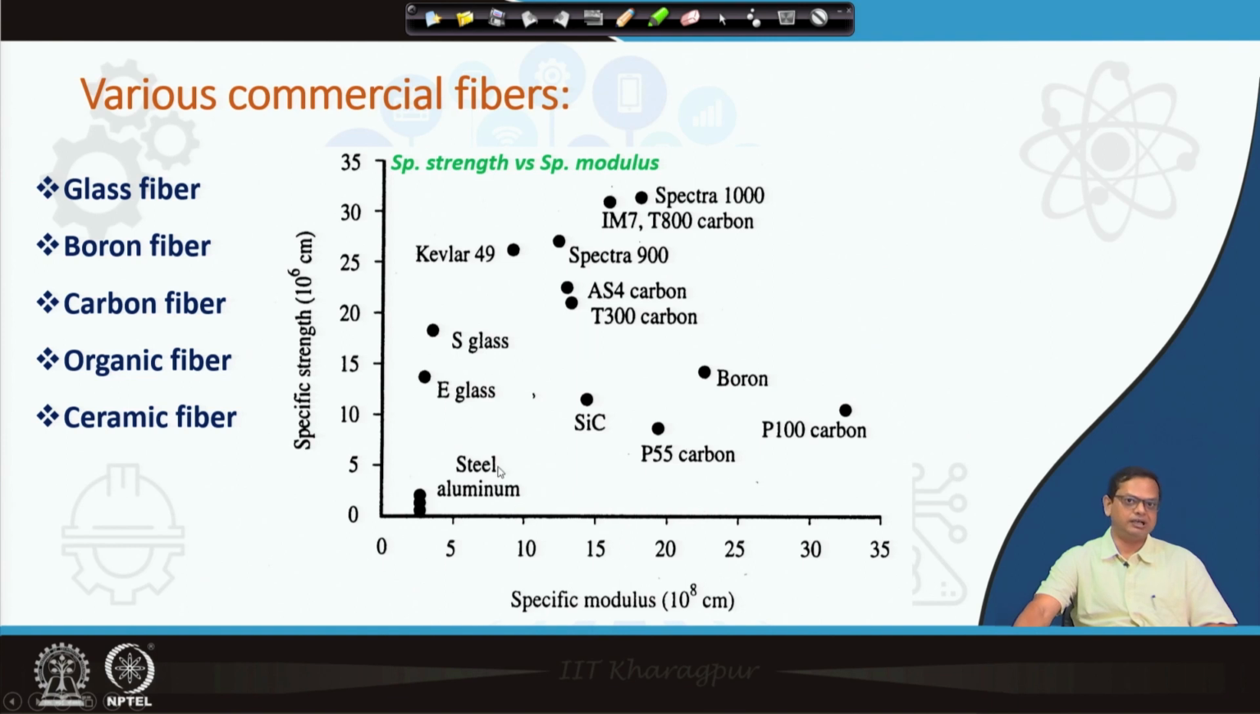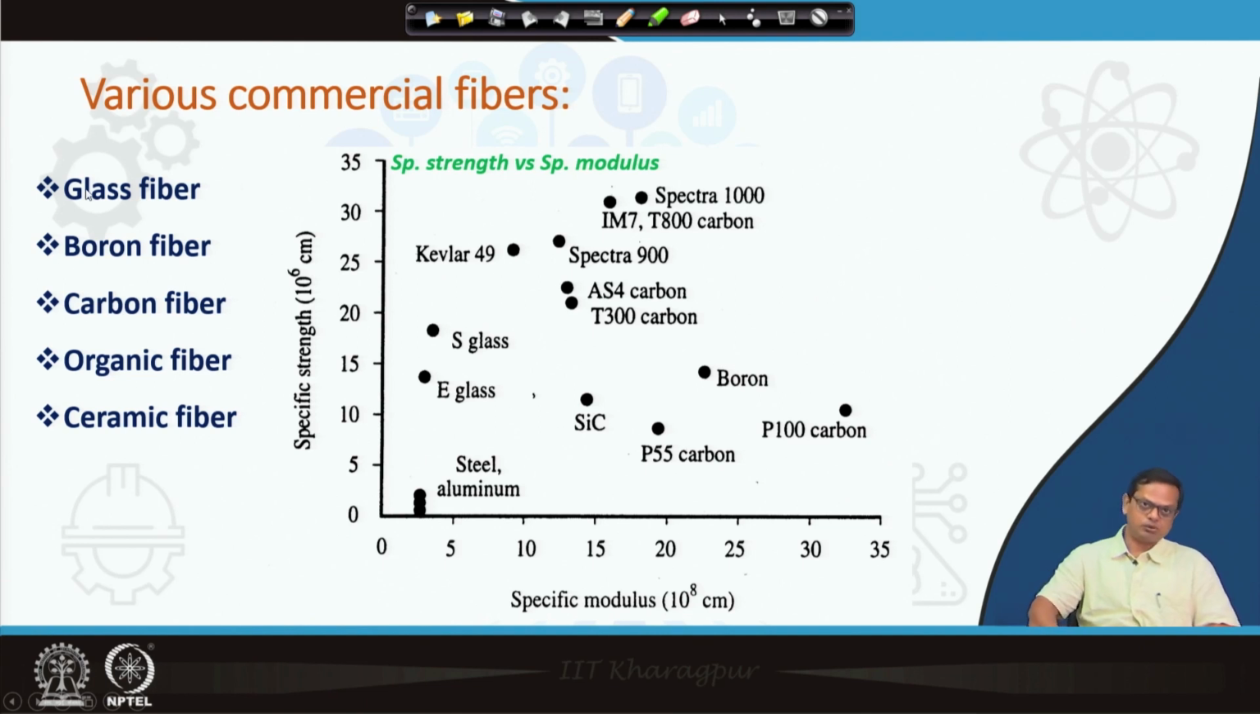You can see the metallic wires like steel, aluminum, to glass fibers, to Kevlar, to SiC fiber, we have boron fiber, carbon fiber, different kinds of carbon fibers. So, basically it covers the whole region of strength and modulus. Whatever strength and modulus you need, based on that you choose your particular fiber and you make it. For example, glass fiber, boron fiber, carbon fiber, organic fibers, ceramic fibers. In today's class, whatever time is remaining, we will discuss the glass fiber.